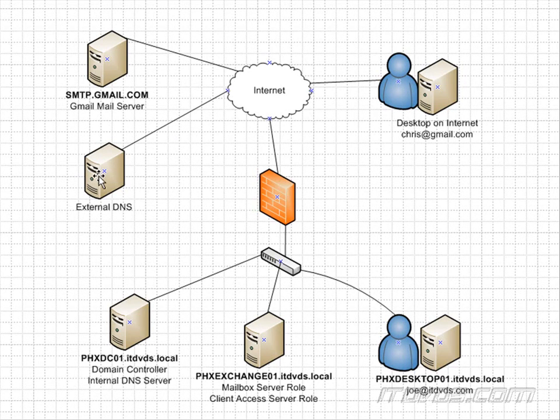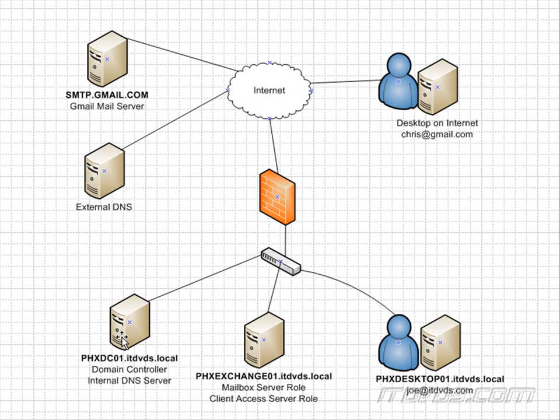So what we're going to do is configure the external DNS server with a public IP address that is configured on our firewall. And on our firewall, that public IP address is going to be network address translated to the internal IP address of, if it's trying to contact PHX Exchange 01, to that IP address, 192.168.6.5.